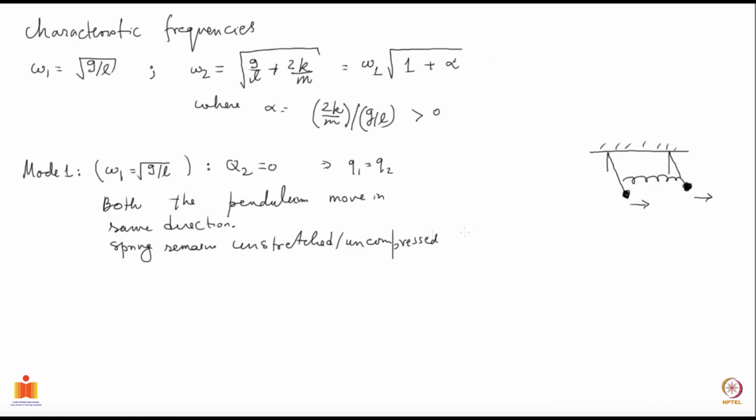Okay, that's what you have for mode 1, and then mode 2. Your omega 2 is omega 1 plus alpha. Okay, and as I said before, Q1 will be 0, and you will have Q1 equals minus Q2. Okay, moving in opposite directions.